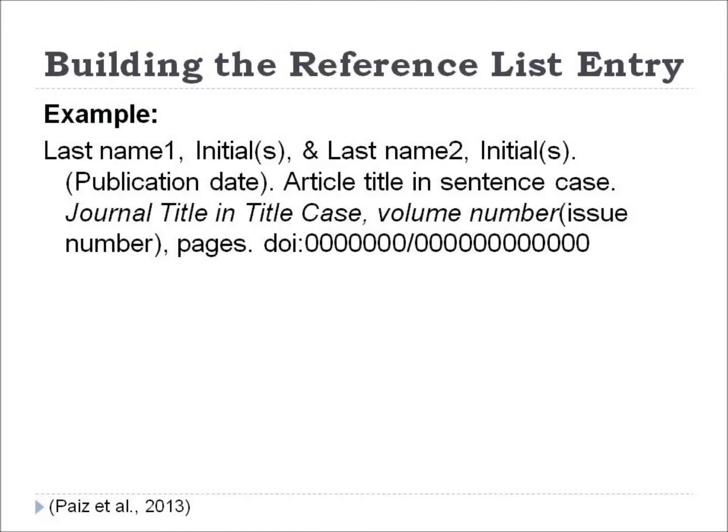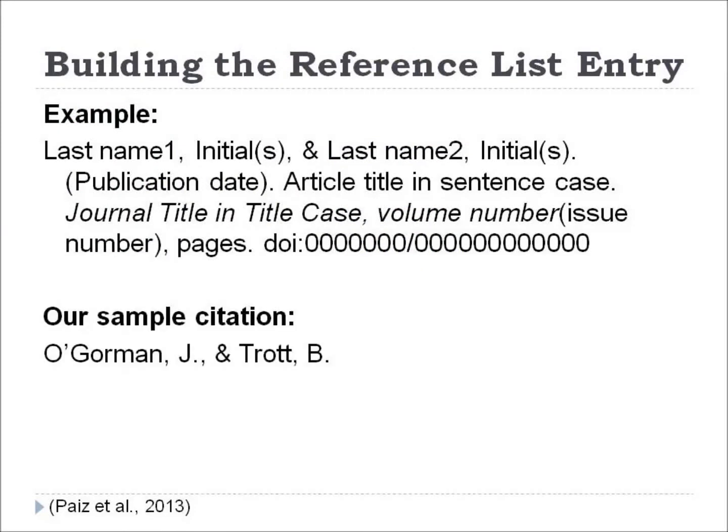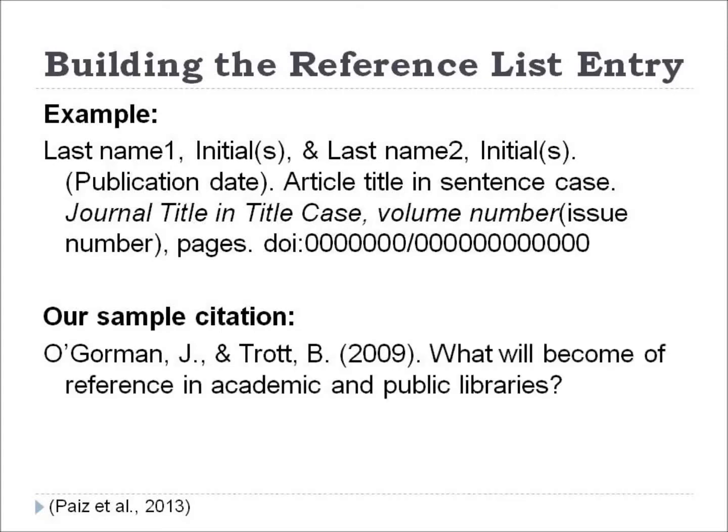Again, we build our reference list entry. We include the names of both authors, separated by a comma and ampersand. Then comes the publication date in parentheses. After that is the article title. Note that the title is unitalicized and only the first word is capitalized.